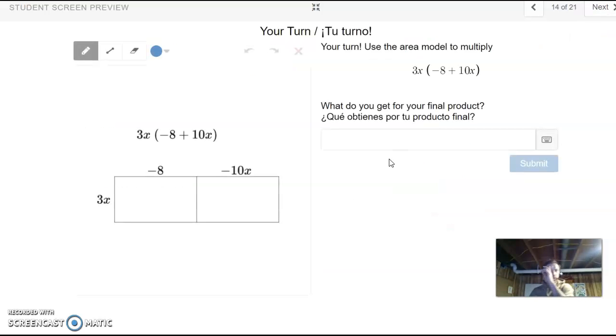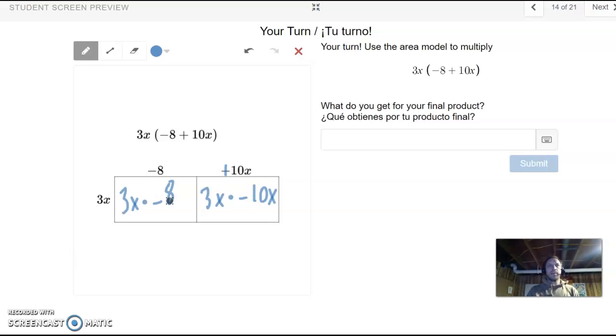So your turn to do this. Go ahead and pause and then try this out. You paused it? You double checked? Okay, so we're going to do 3x times negative 8 and 3x times 10x. Sorry, that's positive. All right.